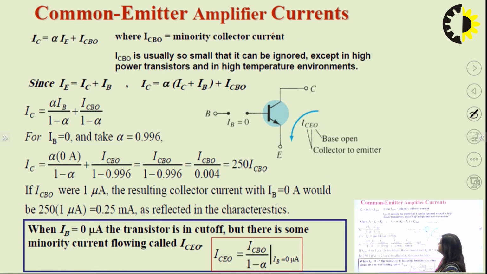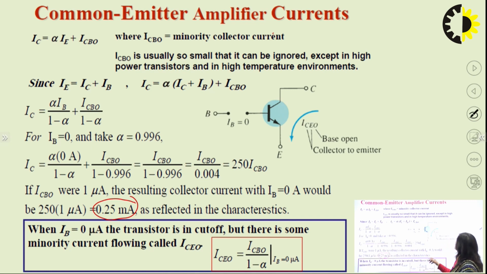So this is the equation that I have shown earlier, ICBO upon 1 minus 0.996. So 250 times ICBO is here. If ICBO is 1 microampere, the resulting collector current with IB equal to 0 would be 250 microampere, that is 0.25 milliampere. So this amount of current we cannot ignore.